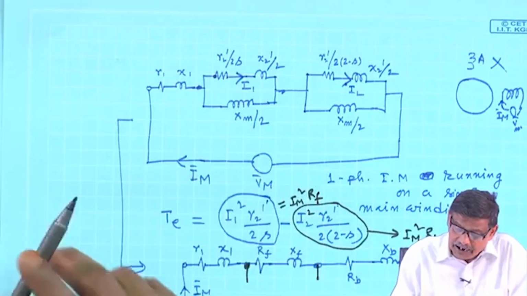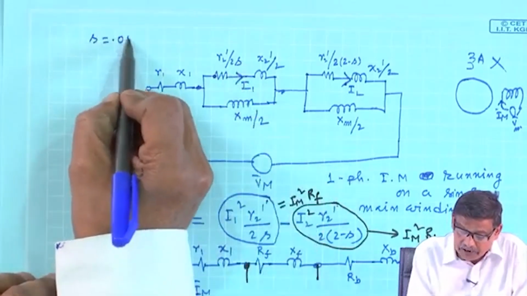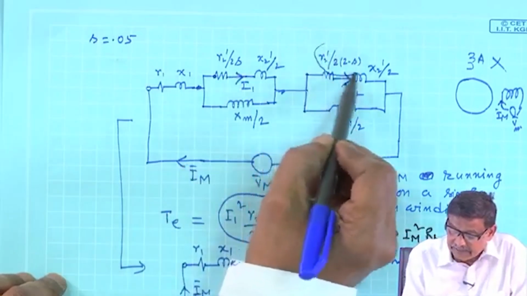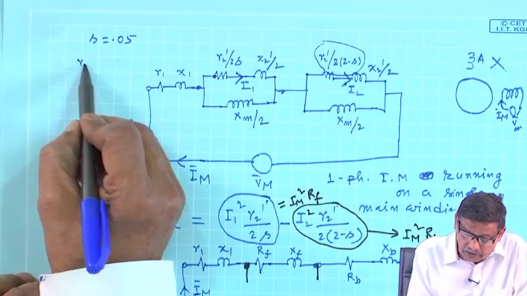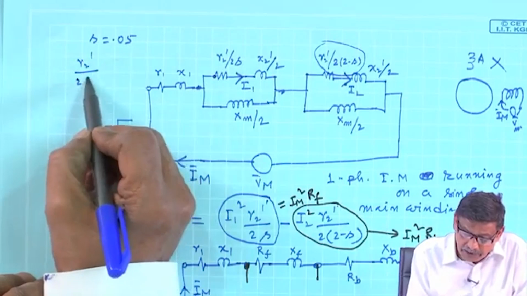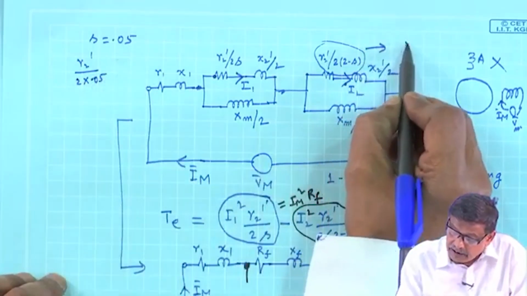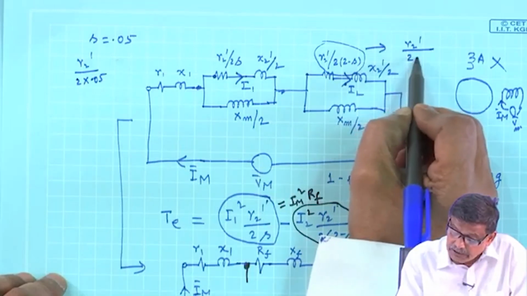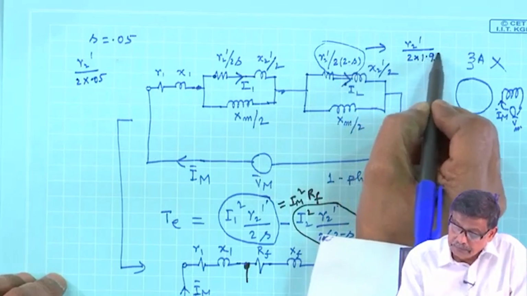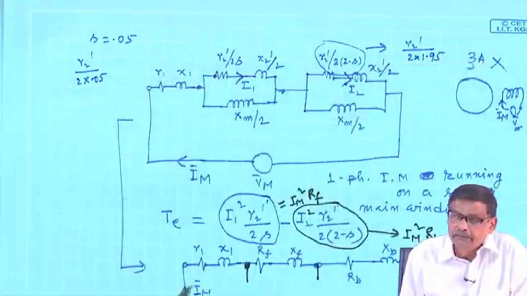Therefore, if you put S equal to suppose 0.05, see only these impedances change. What will be these impedances? It will be R2 dashed by 2 into 0.05. And what will be these impedances? R2 dashed divided by 2 into 1.95. These two impedances resistance values will be different.